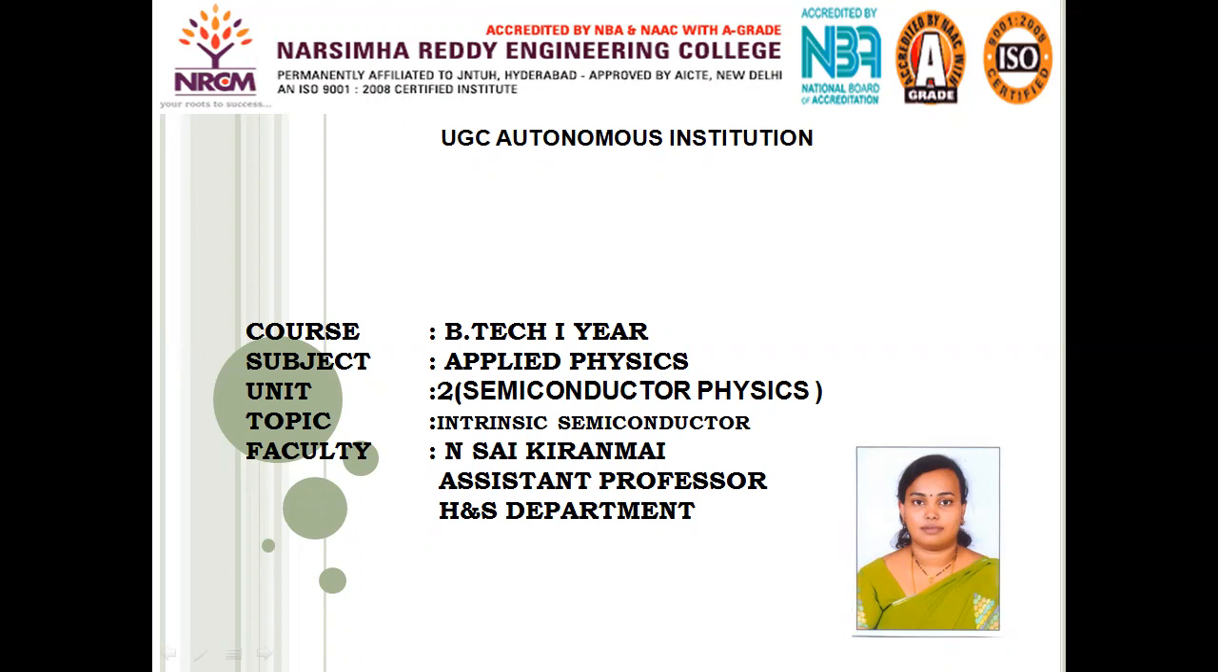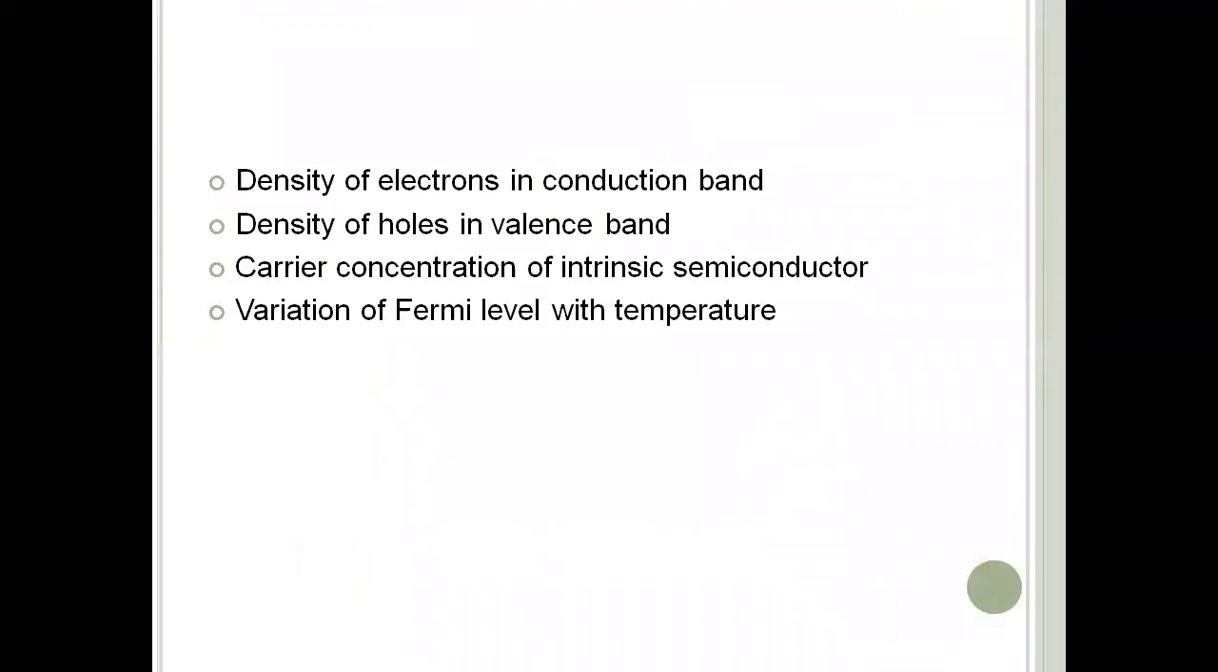Today in this session, we are going to discuss an intrinsic semiconductor. Coming to an intrinsic semiconductor, we are going to deal with what an intrinsic semiconductor is, and then we are going to derive an expression for the density of electrons in the conduction band, then the density of holes in the valency band. Then from those equations, we are going to derive an expression for the carrier concentration of an intrinsic semiconductor, and from that, how the Fermi level varies with temperature.